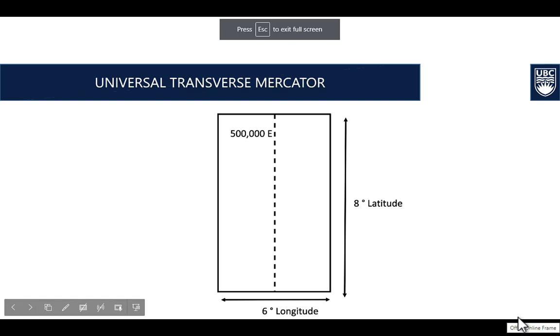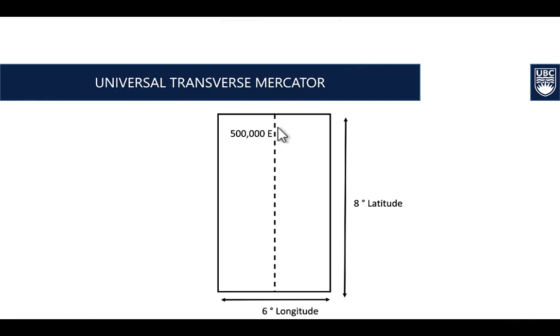Here is a simple schematic of the Universal Transverse Mercator system that we just went over, where 500,000 meters east is right down the middle of the UTM zone, and the UTM zone has a 6 degree longitude, and this one has an 8 degree latitude.